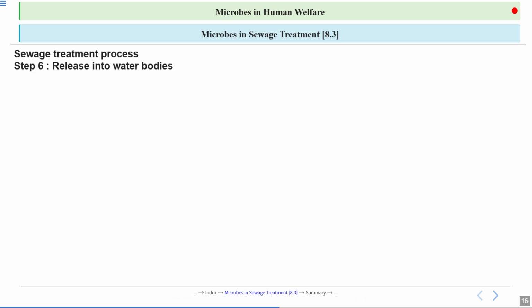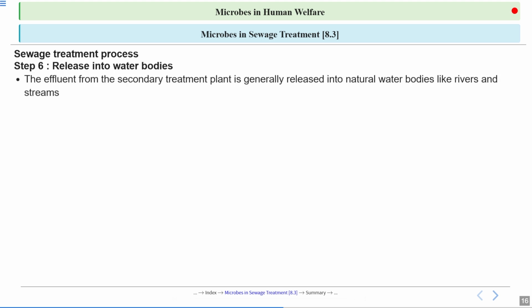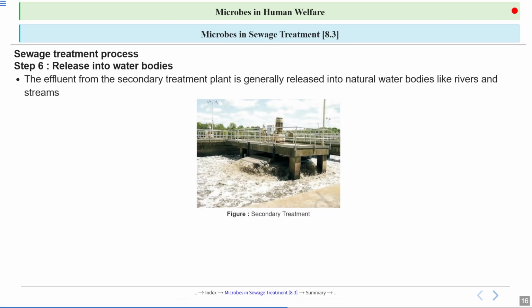Okay, our next step is release into the water bodies. The effluent from the secondary treatment plant is generally released into natural water bodies like rivers and streams. Here you can see an image showing secondary treatment.